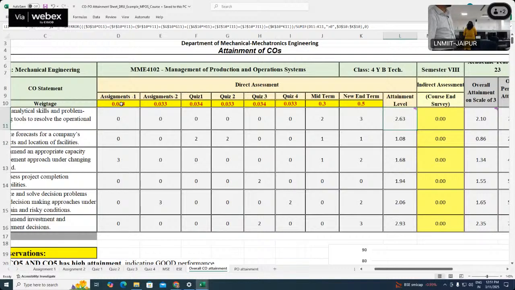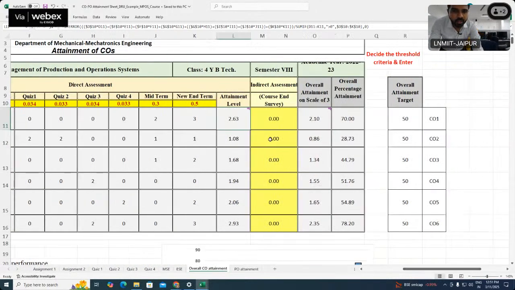We are adding these weights. Just calculate all the weights. Then we get these values. These are the direct attainment values.